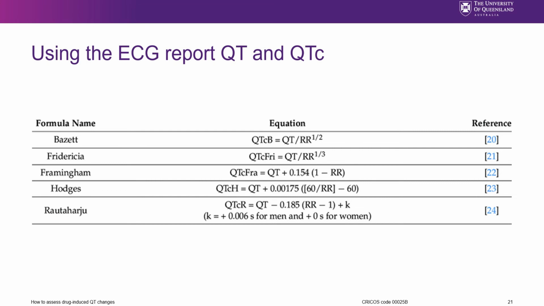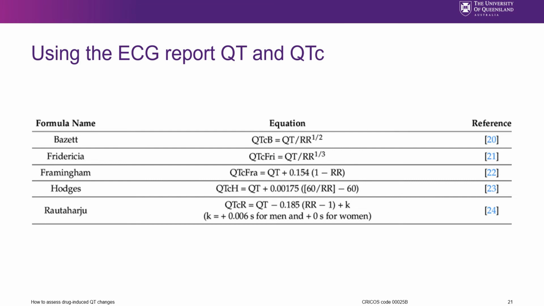The Framingham formula has the most weight behind it. It is based on the Framingham Heart Study, which had over 5,000 subjects. So which formula is the most accurate to assess the risk of torsades de pointes? Studies suggest that Bazett's formula, which is the most widely used formula, overcorrects at high heart rates.